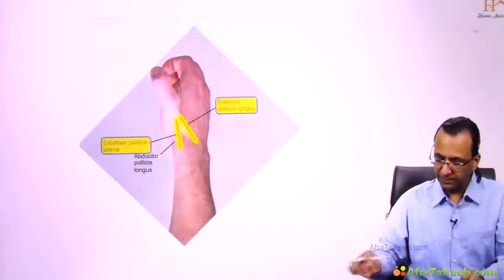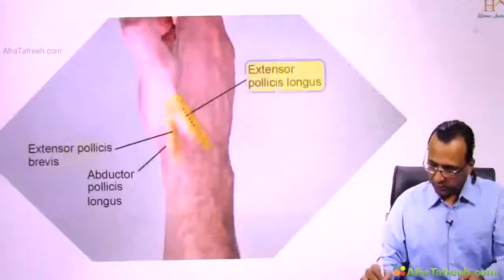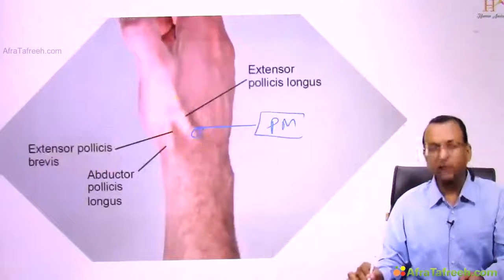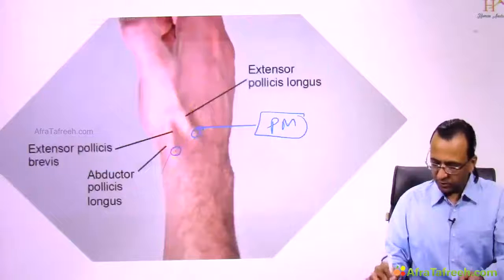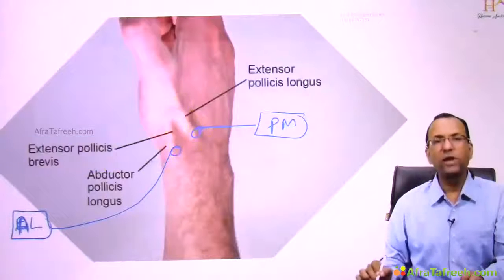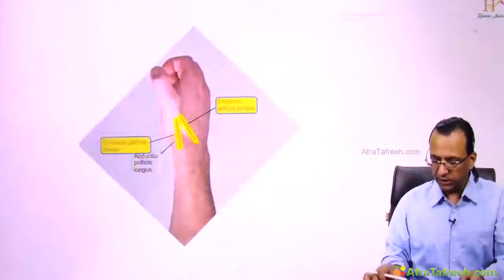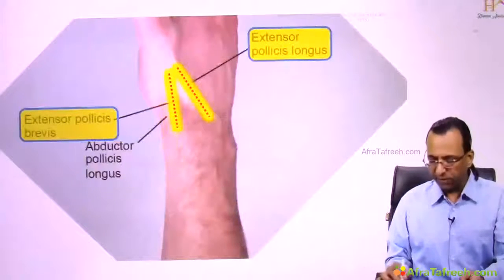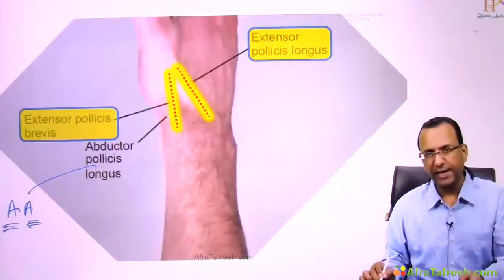Remember, posterior medially you have the long tendon, that is extensor pollicis longus, and anterolaterally you have the short tendon, which is extensor pollicis brevis. So one long tendon and one short tendon, and then there is one additional boundary. The additional boundary is anterior.